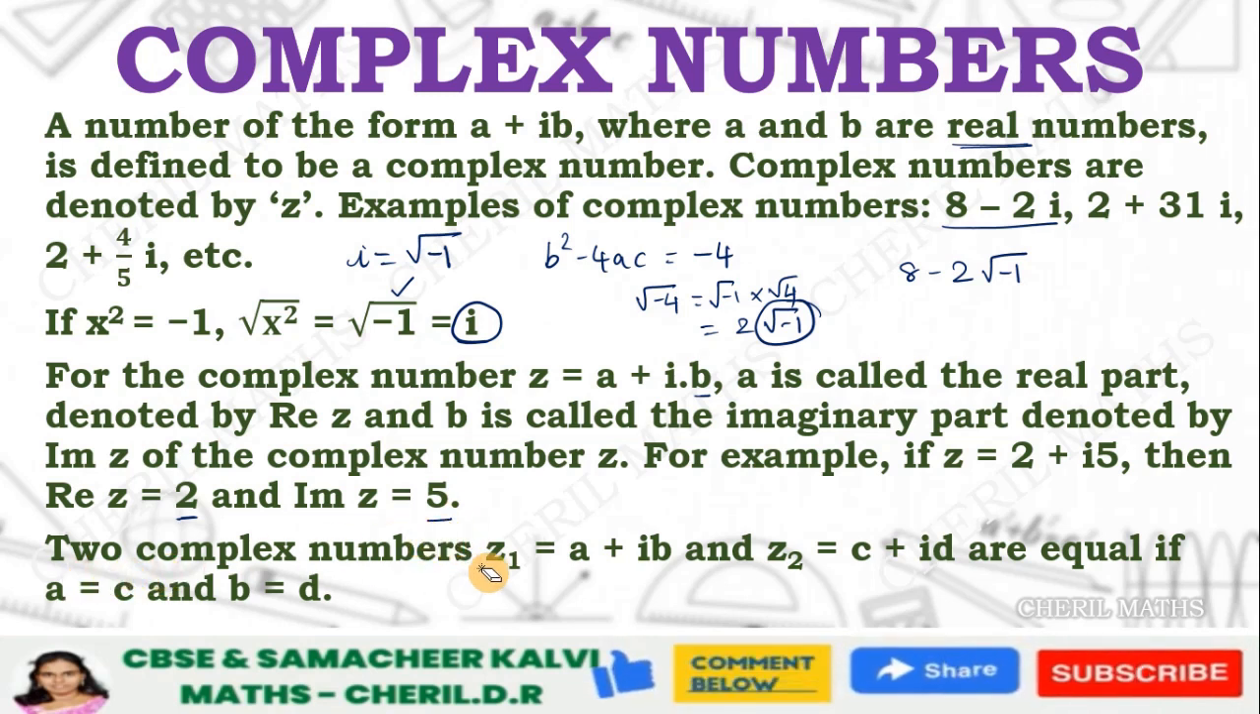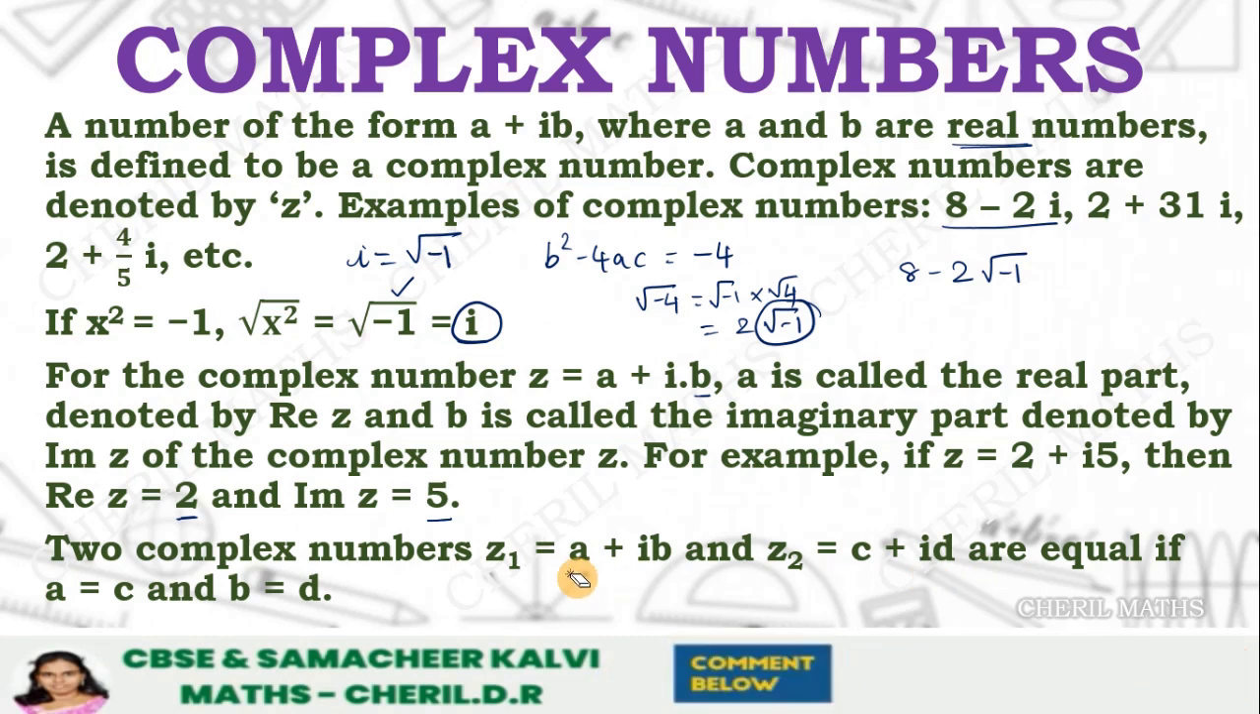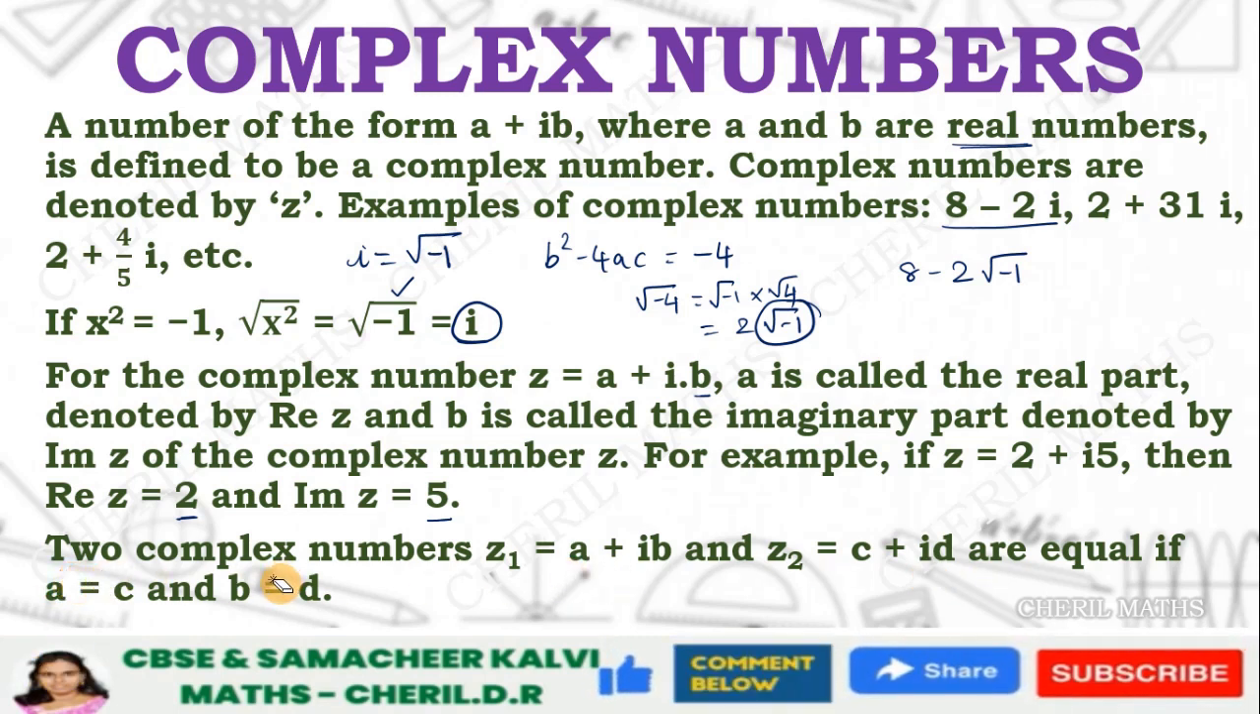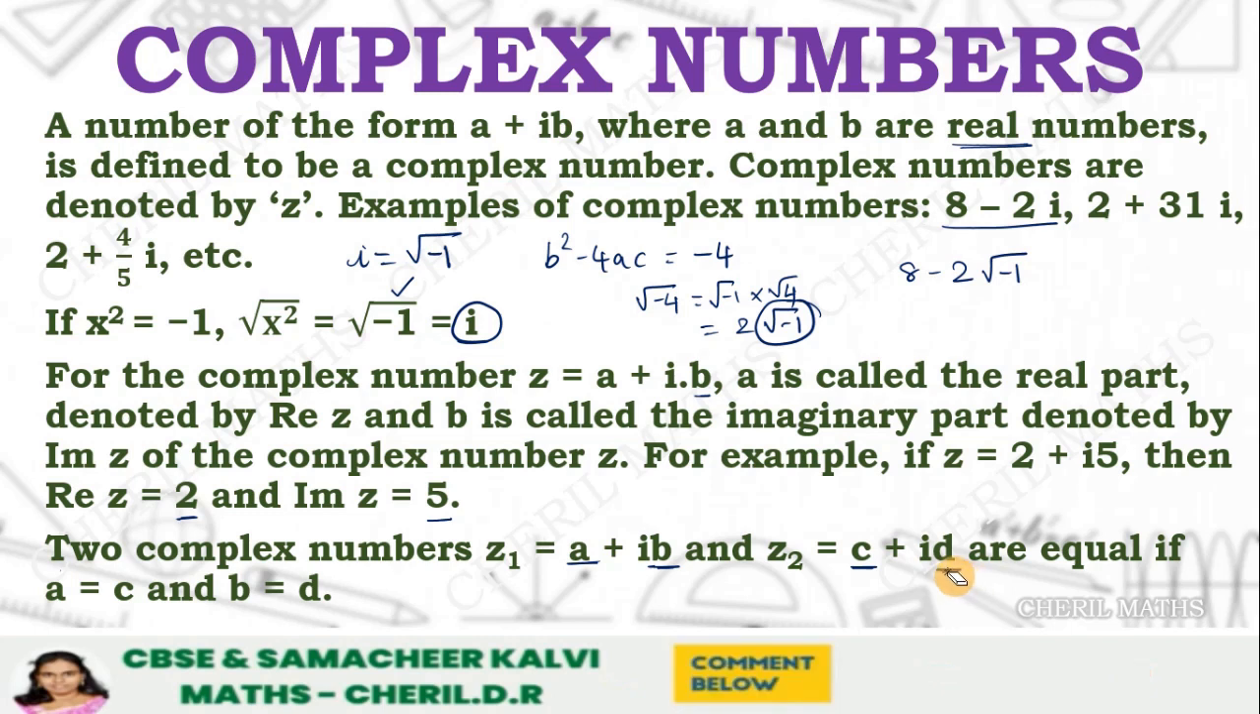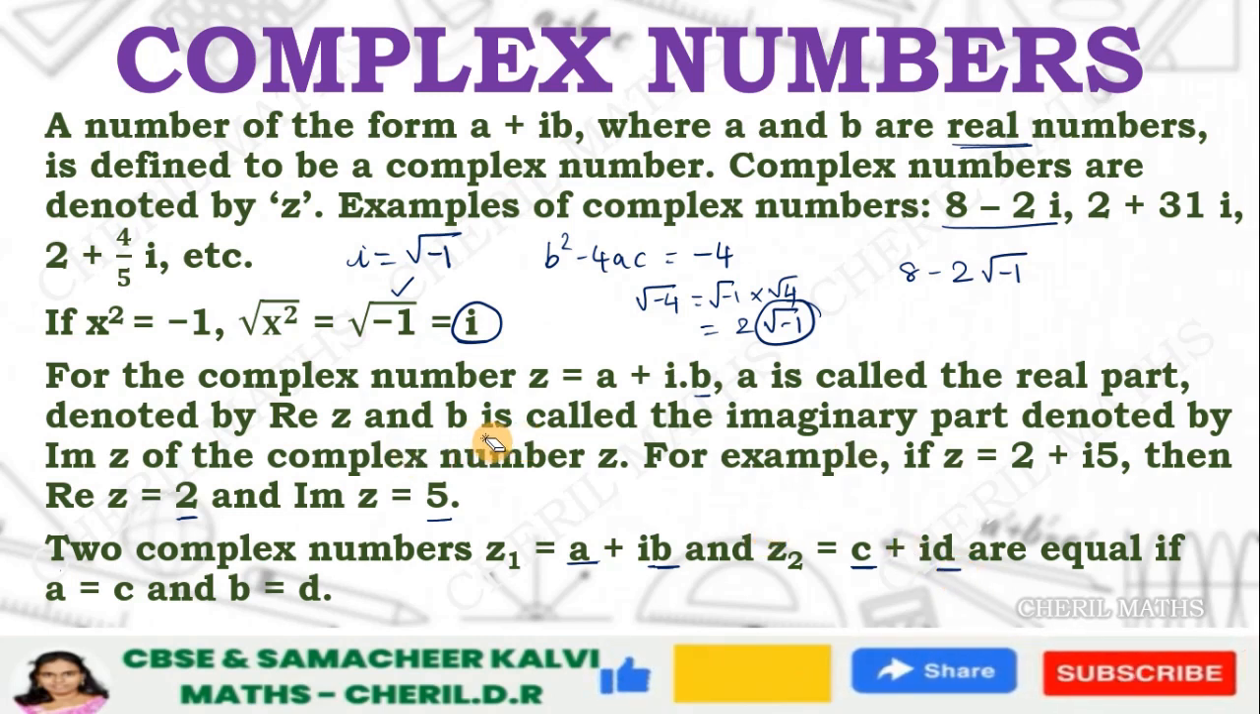Now, when you have two complex numbers to be equal, how will you say that they are equal? It means when you have A plus iB and C plus iD, if A is equal to C and B is equal to D, then you can say that they both are equal. So A should be equal to C and B should be equal to D. In that case, you can say that these are equal.